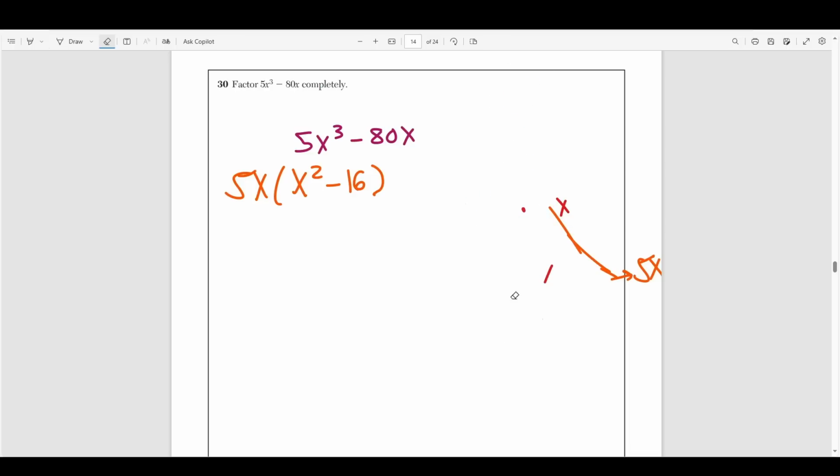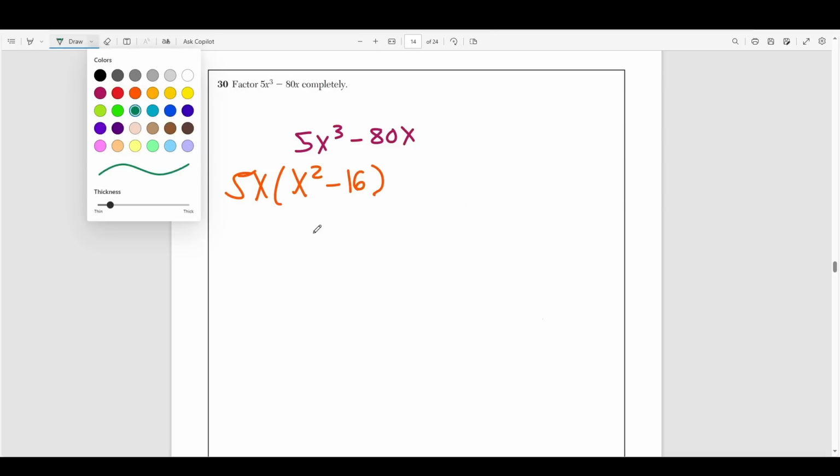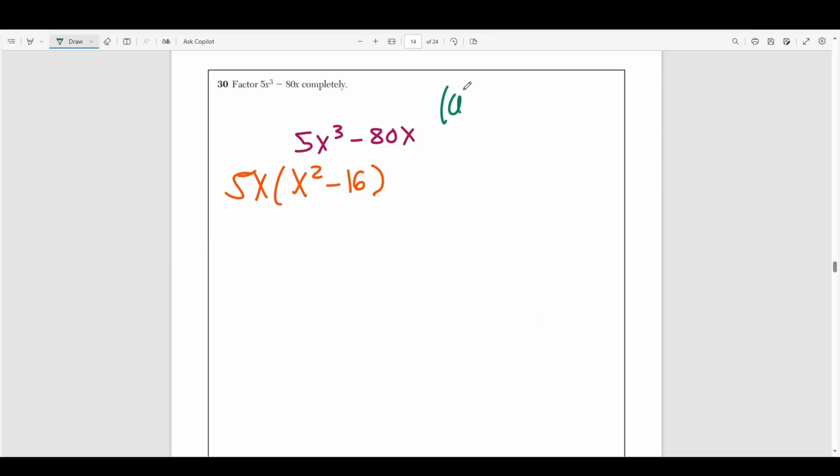Now, if you left that as your answer, you would actually be wrong, because x squared minus 16 is a special scenario where you can factor this out even further. For the Regents, you need to understand that a squared minus b squared is the same thing as saying a plus b times a minus b. So if you have two terms, it's called the difference of two squares. So notice how x squared is a perfect square, right? That's x times x. And 16 is a perfect square because that's actually 4 times 4.